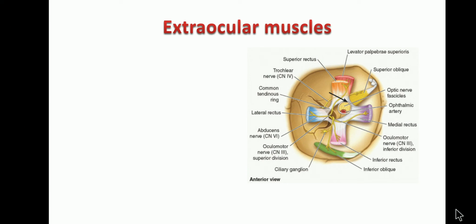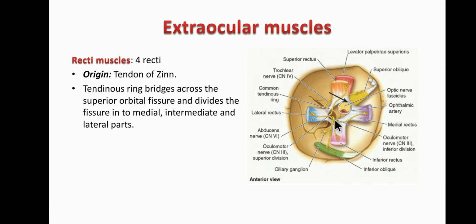So we will discuss the extraocular muscles in detail. First we will start with the recti muscles. There are 4 recti: superior rectus, inferior rectus, medial rectus, and lateral rectus. All the recti originate from this ring, the tendon of Zinn. The tendon of Zinn bridges across the superior orbital fissure and divides it, as I told you, into a lateral, intermediate and then a medial part.